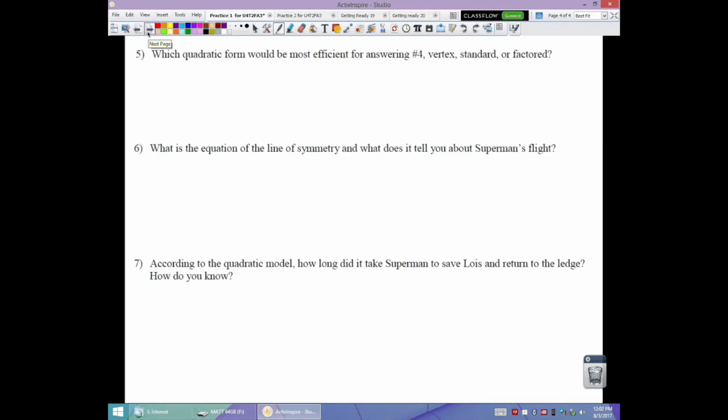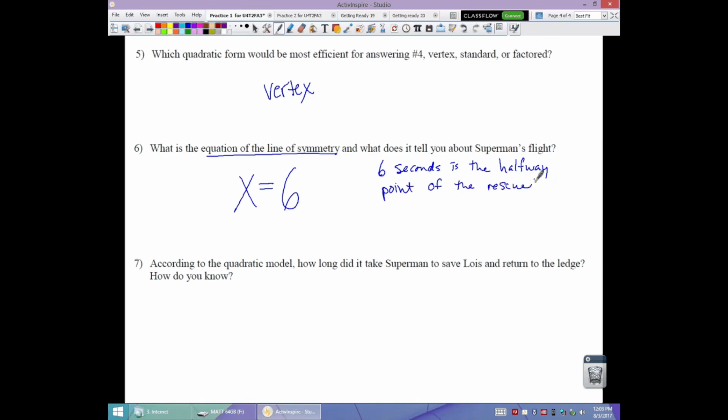Which quadratic form would be most efficient for answering that? Okay, the vertex form, of course. What is the equation of the line of symmetry, and what does it tell you about Superman's flight? Remember, the equation for the line of symmetry is always x equals the first coordinate of the vertex, so x equals 6. All right, so what does it tell me? Well, it's the halfway point. 6 seconds is the halfway point of the flight, of the rescue. The axis of symmetry is always splitting your parabola into 2 congruent halves. So 6 seconds is exactly the halfway point.